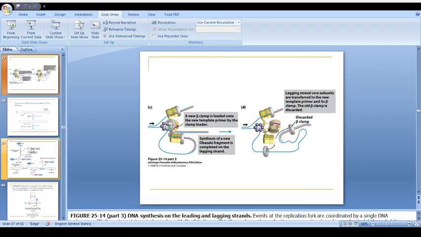Once the new beta clamp is loaded onto the new template primer by the clamp loader, the synthesis of the new Okazaki fragment gets completed on the lagging strand. The lagging strand core subunits are then transferred to the new template primer and its beta clamp. The old clamp is discarded.